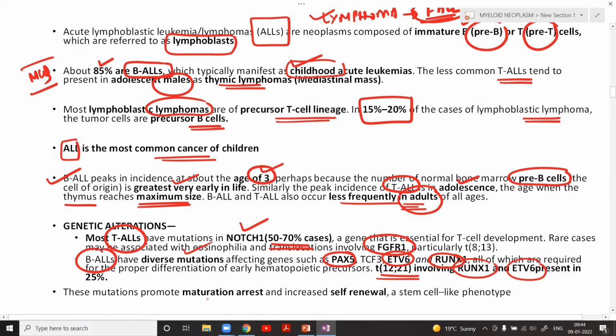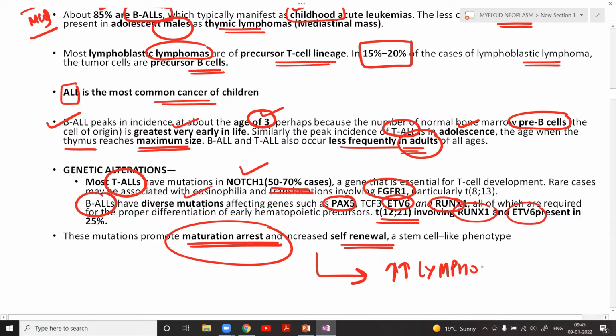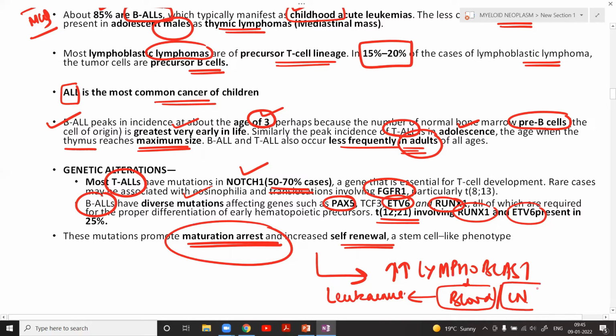Now remember, these mutations promote maturation arrest. That means from the precursor stage, they will not be able to mature further. So they cause maturation arrest and there is increased self-renewal. So what is going to happen? This is going to lead to an increased amount of lymphoblasts, either in the blood or in the lymph node. So if increased lymphoblasts occur in the blood, what is the term we will use? Yes, very good, leukemia. And if an increased amount of lymphoblasts is affecting the lymph node, which term are we going to use? Lymphoma. Very good. So you have understood this point very clearly.